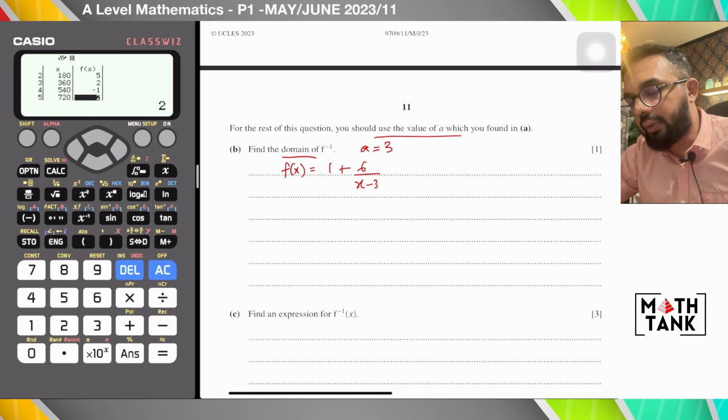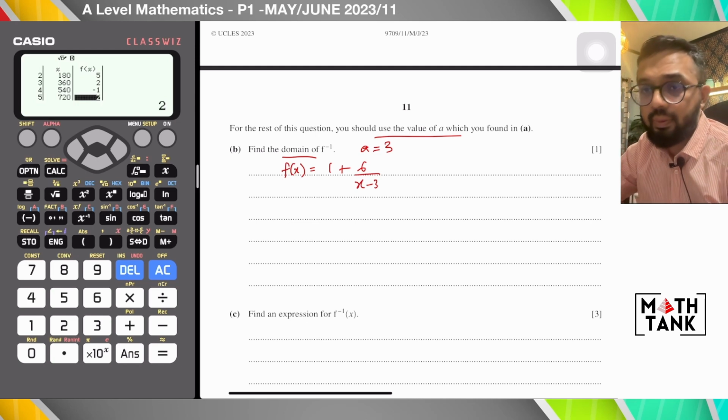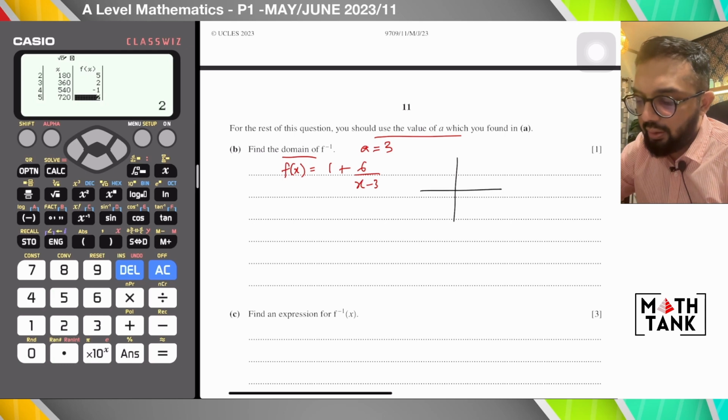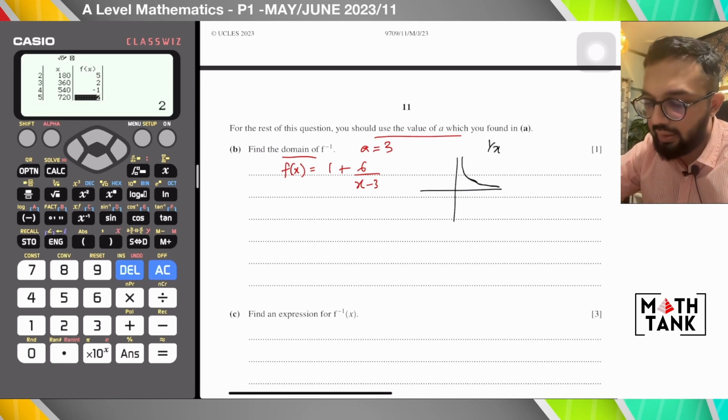Now for rational functions, there's no shortcut. You will have to sketch the graph at some point. So a typical graph of 1 over x looks like this. Okay, it has asymptotes at both axes, and it's going to infinity on both axes. Now what I see from my graph is that if I think about transformations, this graph has moved 1 unit up and it's moved 3 units to the right as well.